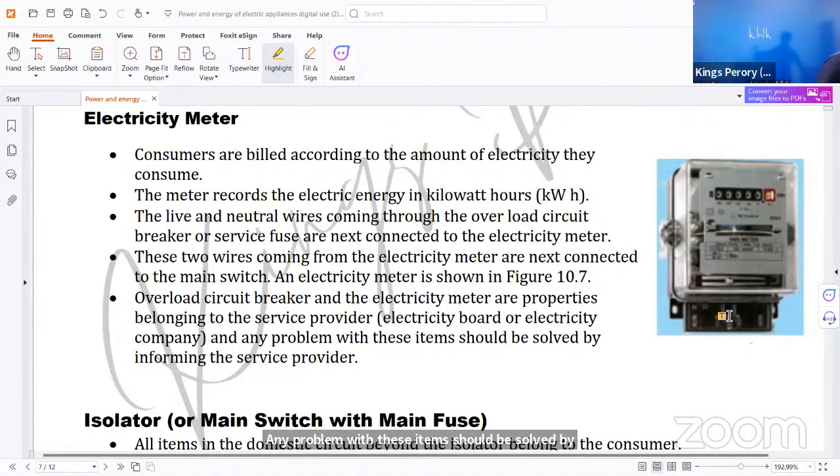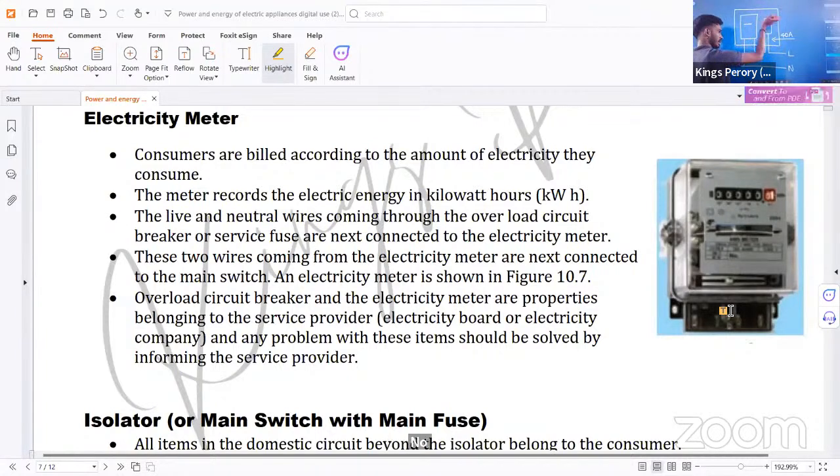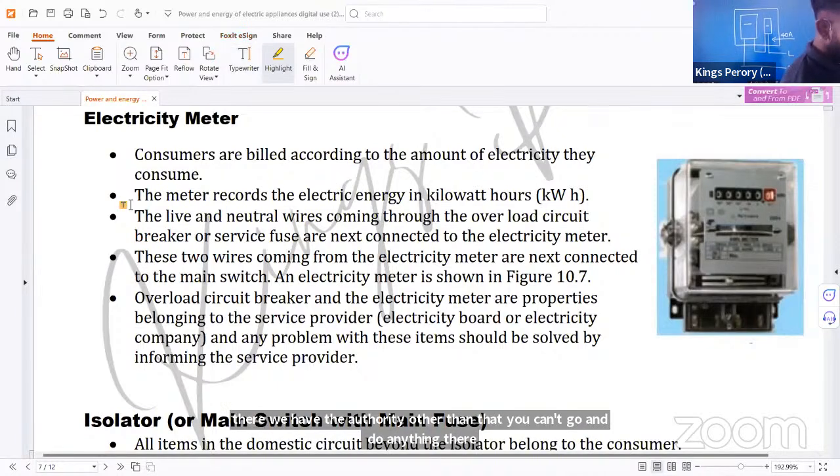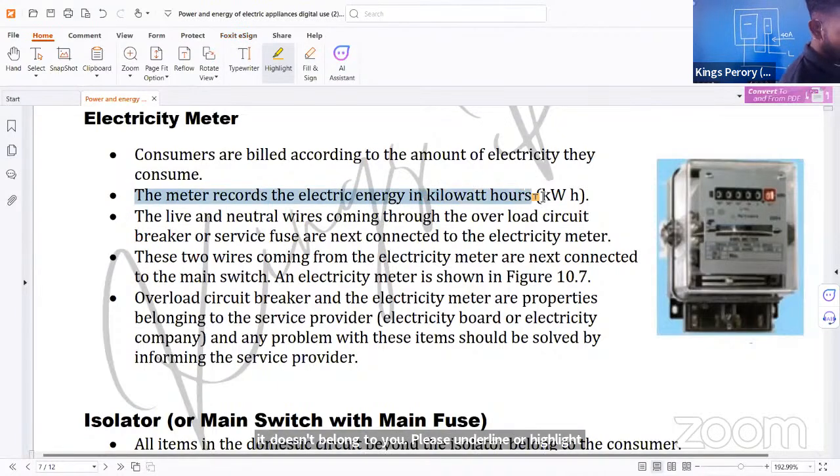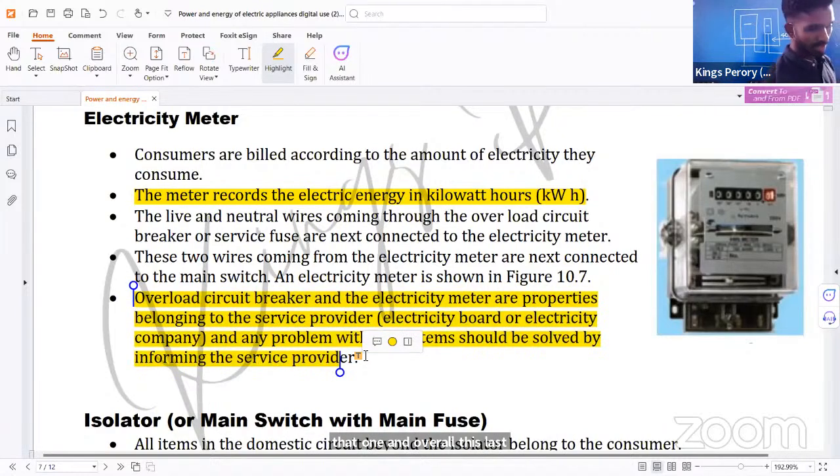Service provider. So if there is any problem, can you go and touch it? No, sir. Now, if the overload circuit breaker goes down, yes, you can put it up. That lever part you can do. If the fuse goes, yes, you can remove and change. Up to there, we have the authority. Other than that, you can't go and do anything there. It doesn't belong to you. Please underline or highlight: the meter records the electricity in kilowatt hour. And the last sentence, that it doesn't belong to you.